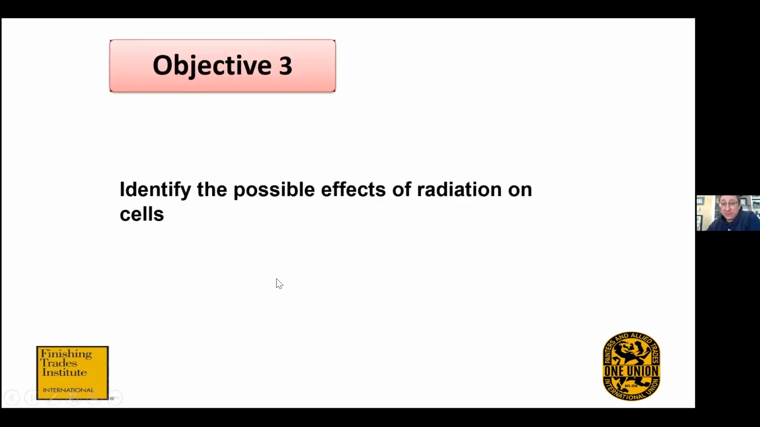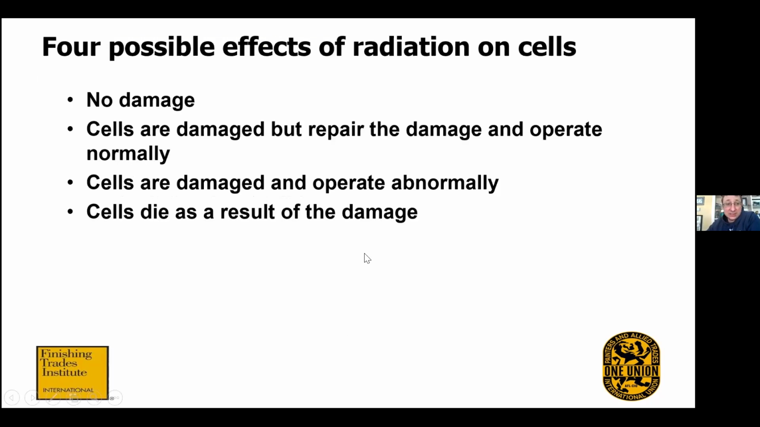Objective 3, identify the possible effects of radiation on cells. So there's 4 possible things that can happen. No damage, which is the one that I would root for. Cells can become damaged, but repair the damage that's caused, and they operate regularly. The cells get damaged, they don't repair, but they still can operate.